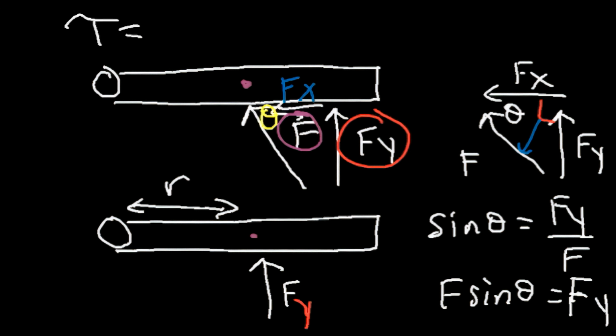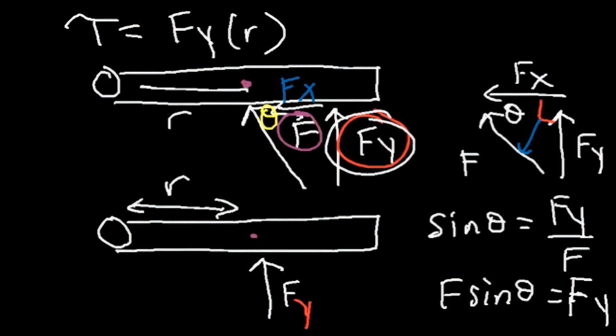So the torque is equal to the perpendicular component of the force, Fy, the part that's perpendicular to R, multiplied by R, and Fy is F sine theta. So you get the same equation, Fr sine theta. So make sure you remember this.